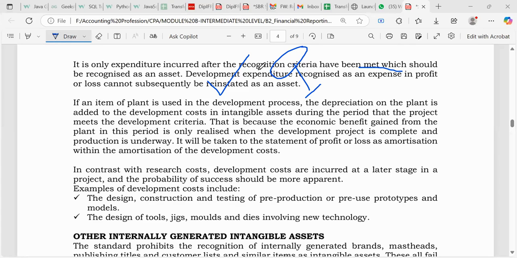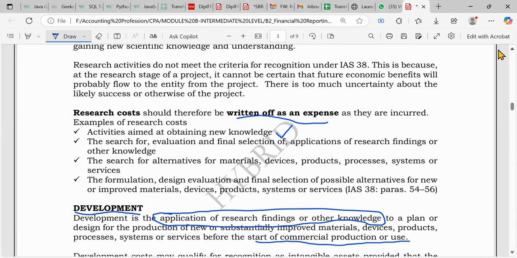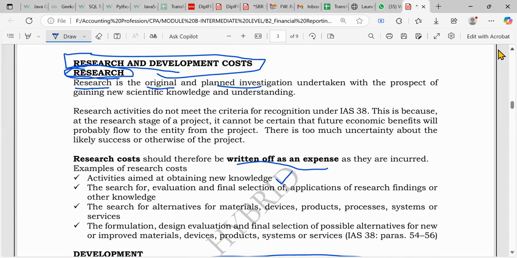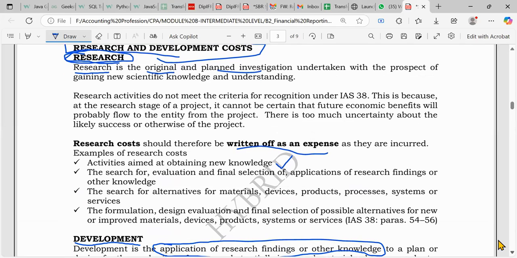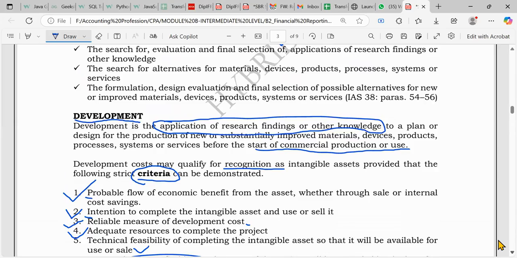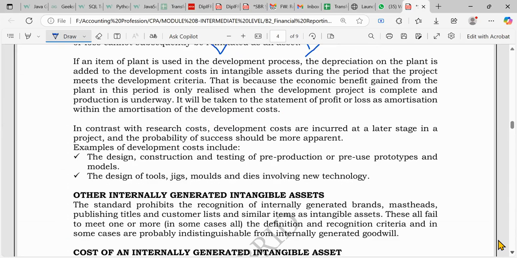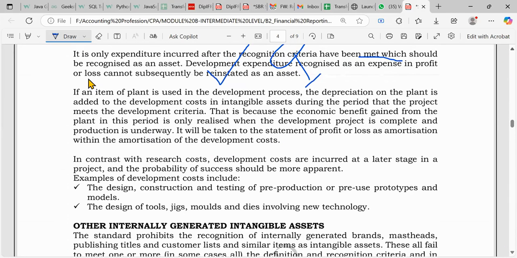So we're on this research and development, right? And we said that research costs should always be expensed, but development costs could depend. They could be capitalized after the point that they have met the criteria for recognition. And actually, we can just proceed with, for example, you have these words.